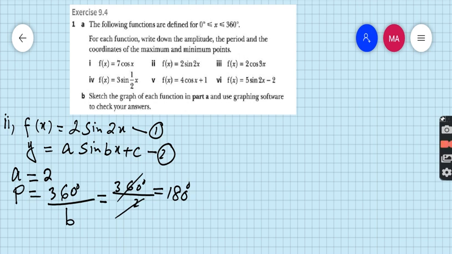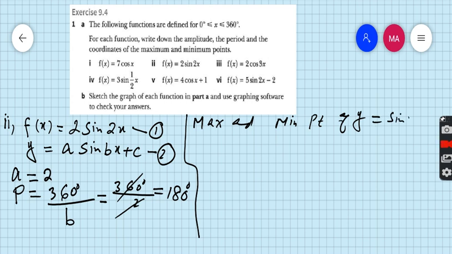Next, maximum and minimum points. How to find the maximum and minimum points? Very easy. First we have to write the maximum and minimum points of the general equation y = sin x.